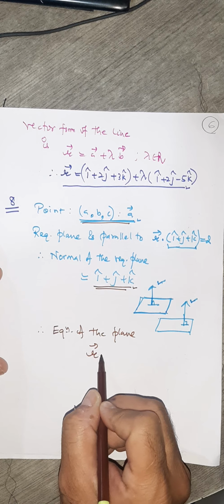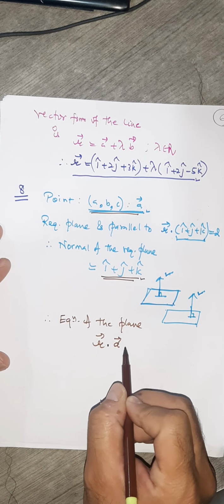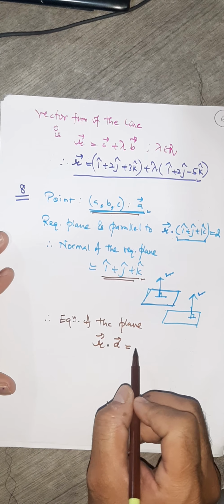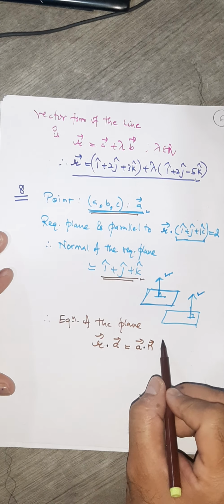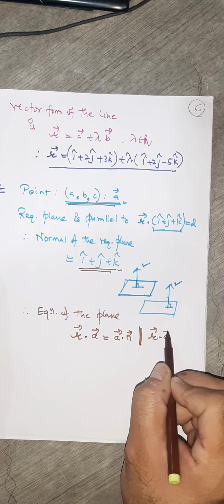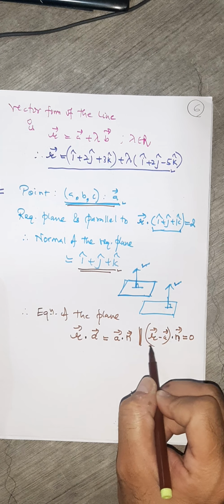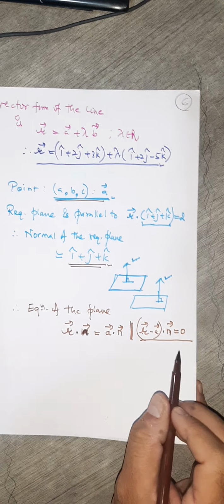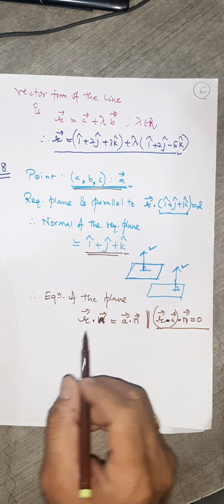Therefore the equation of the plane, if you recall, is vector r minus vector A dot normal equals 0. You can just keep this one in your mind. This I have used. So r dot n equals a dot n. I've just opened the bracket here.